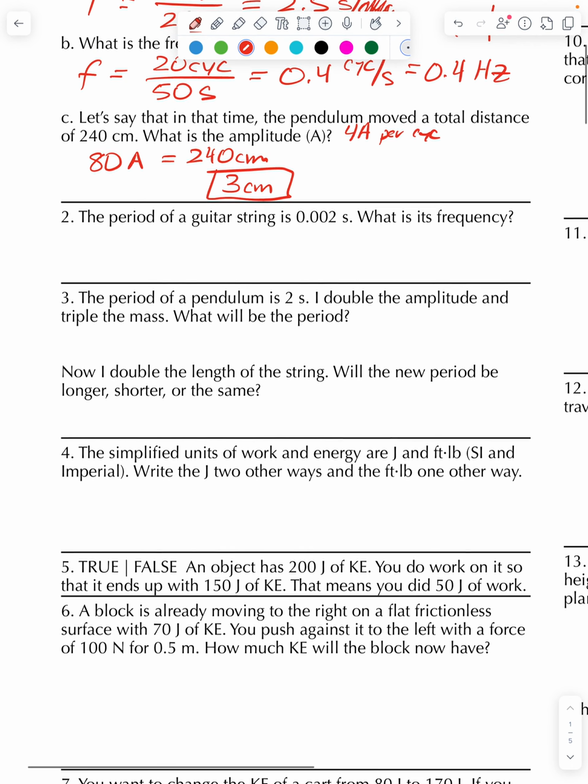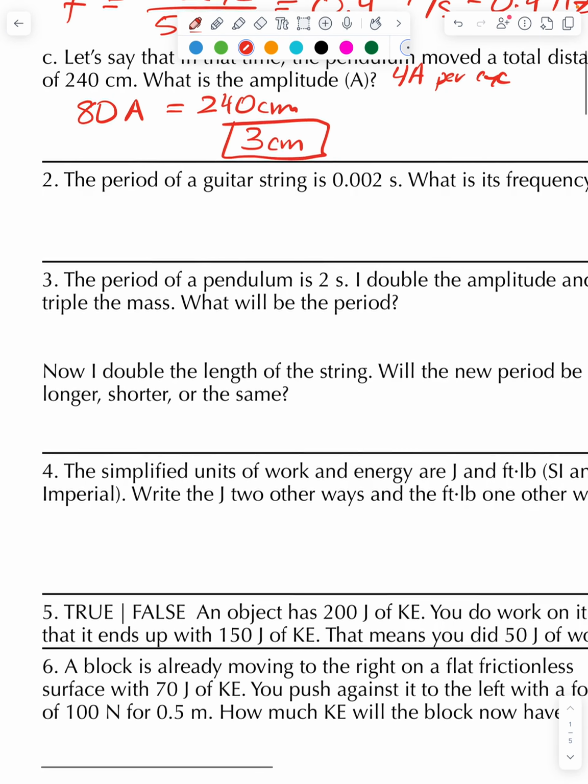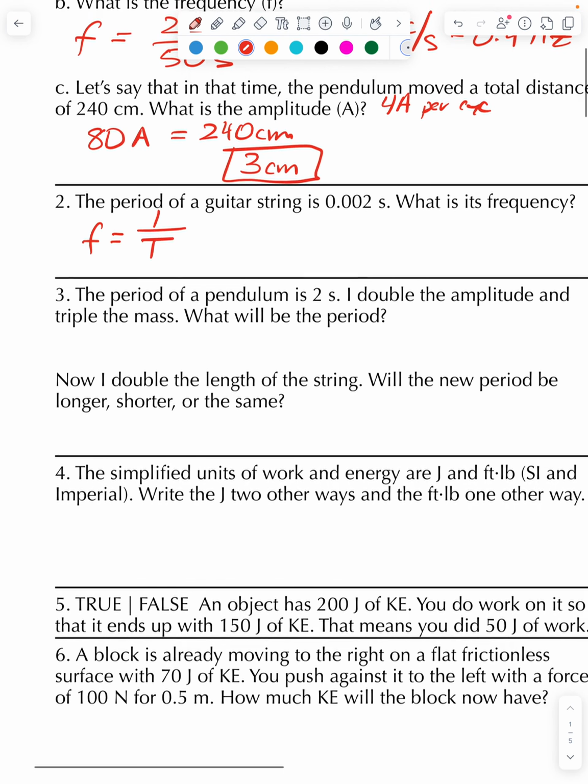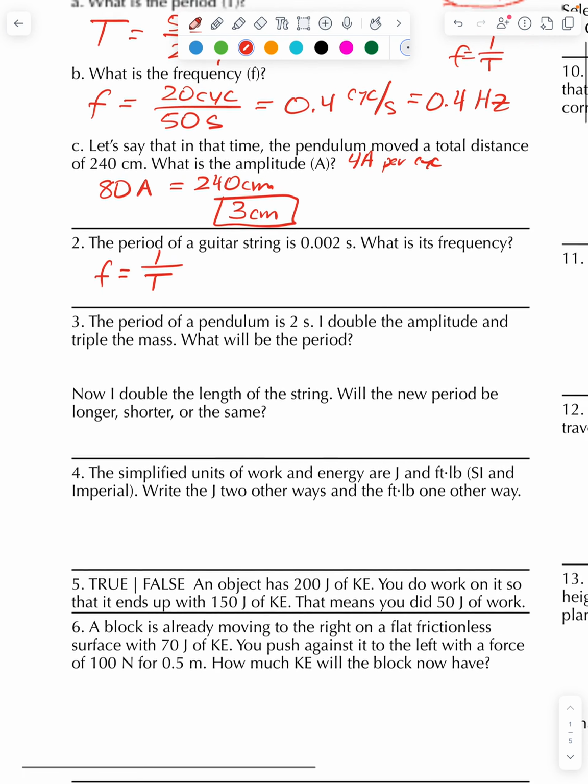All right, let's get to number 2. The period of a guitar string is 1/500th of a second, 0.002 seconds. What is the frequency? And that's where this equation will become nice and handy. The frequency is 1/period, or the period is 1/frequency. They're just reciprocals of each other. So all we need to do is take 1 and divide by the period, and you get 500.